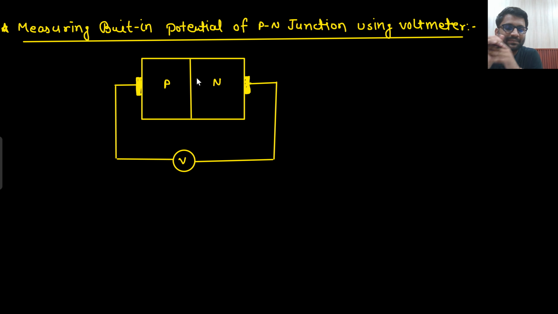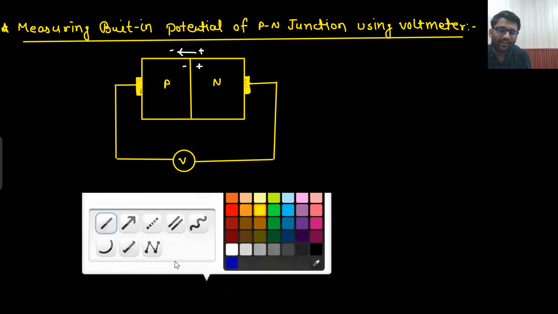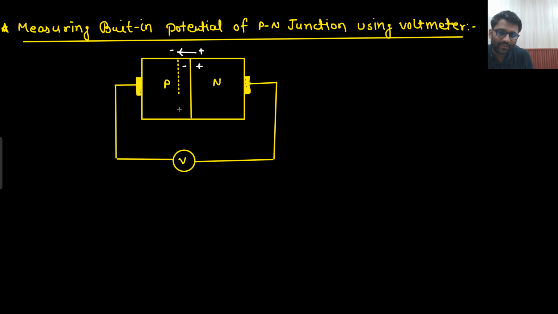Absolutely baseless. If I am saying that the built-in potential has developed at this point only, between these two regions only, then what did I tell you? Wherever the built-in potential has developed, apart from that region, all the rest of the region is neutral. This region is neutral, and this region is neutral. So what I can do is simply connect a terminal here and a terminal here. Whatever potential I was getting here, the same potential will be reflected here as well.